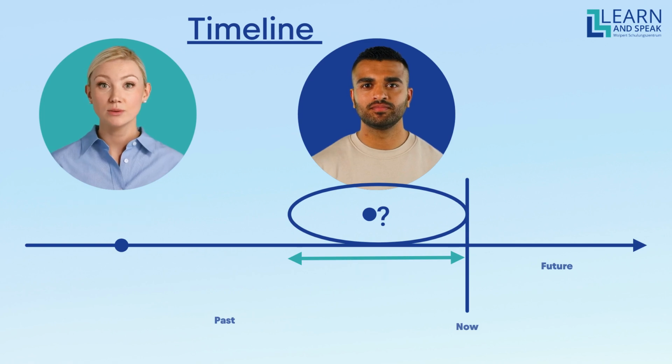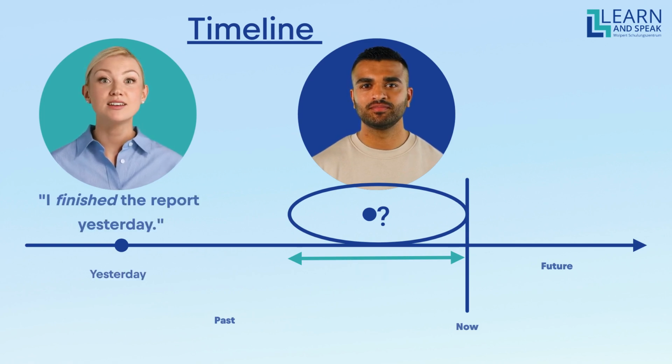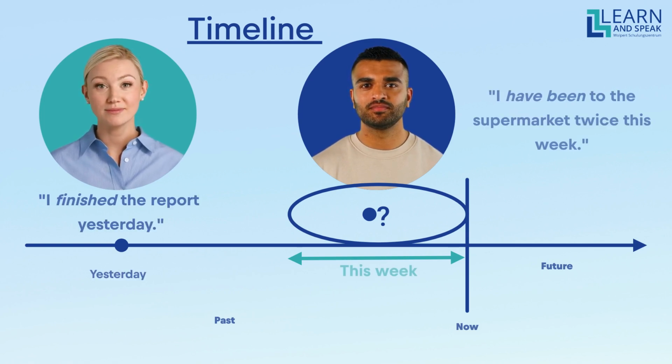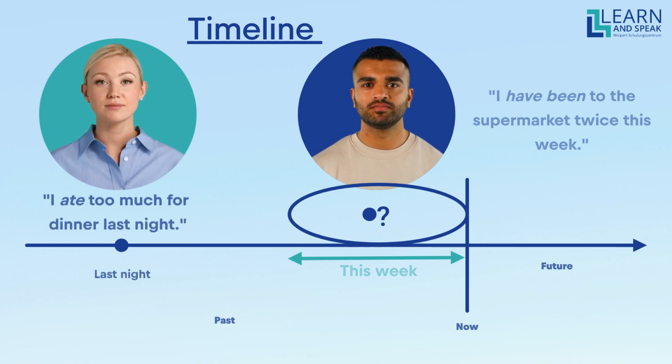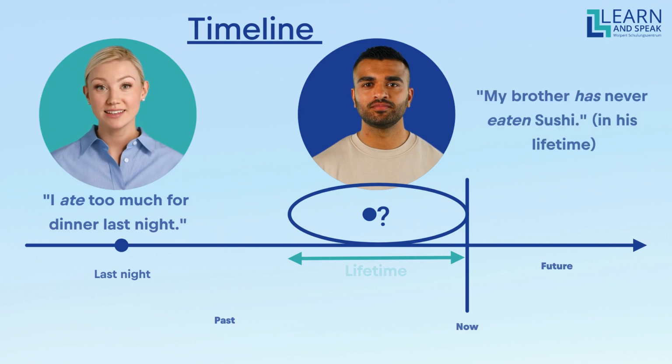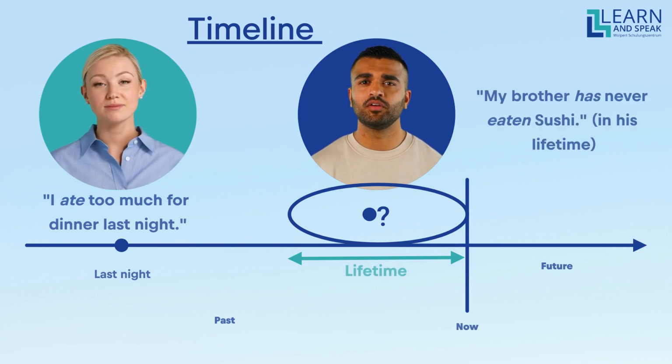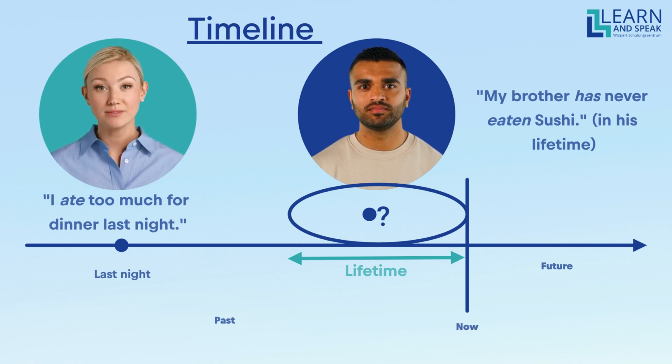Here are some other examples that follow this pattern. I finished the report yesterday. I have been to the supermarket twice this week. I ate too much for dinner last night. My brother has never eaten sushi. If you are a visual learner, we hope this helps. To sum up, you must always know which time you are referring to before you use either tense.